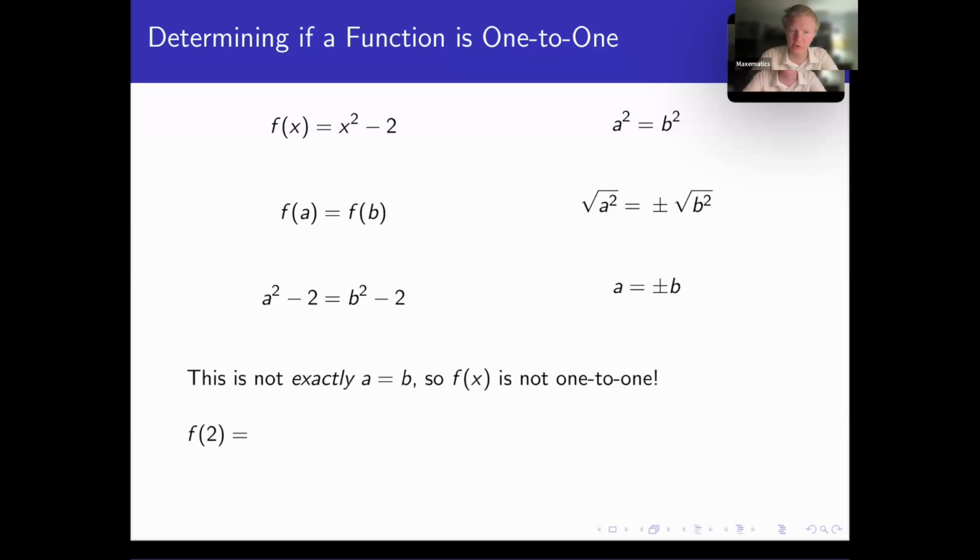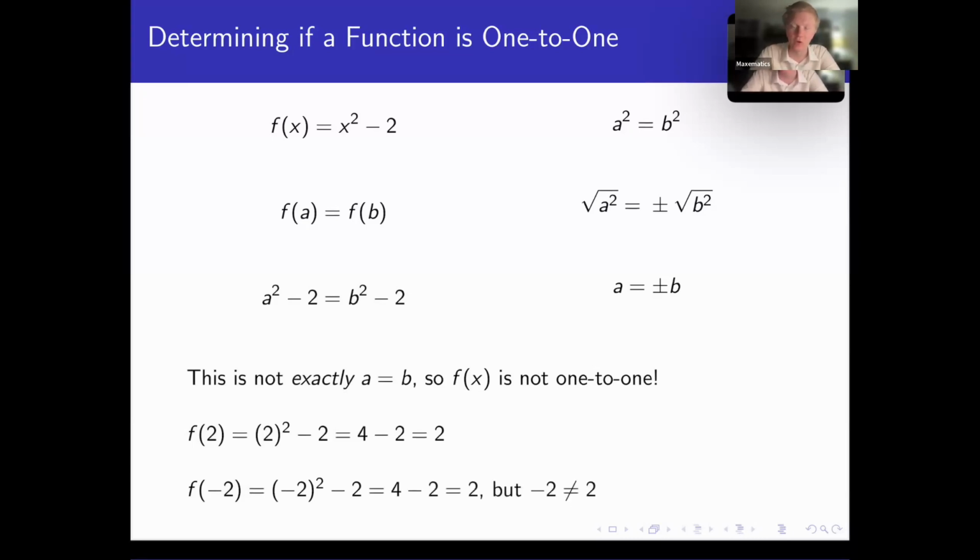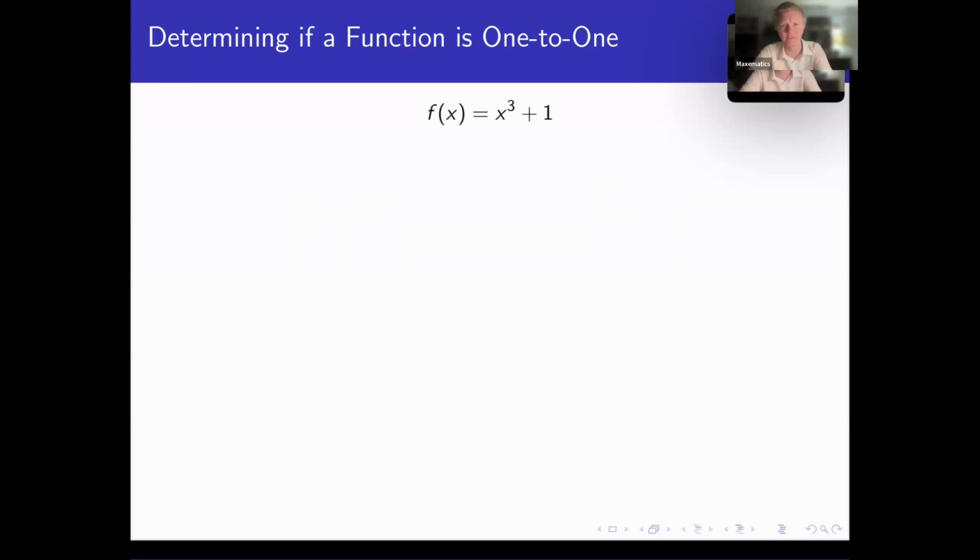So the reason this is true is because f of 2 would be 2 squared minus 2, 4 minus 2, which is 2, and f of negative 2, well, negative 2 squared is also positive 4, and we get 2 that way. So even though negative 2 and 2 both went to positive 2, the two values weren't equal to begin with, so that's not allowed for one-to-one functions. So that's all that is.